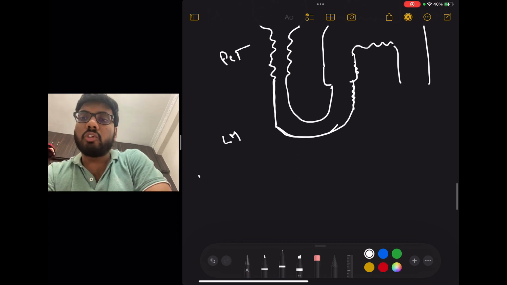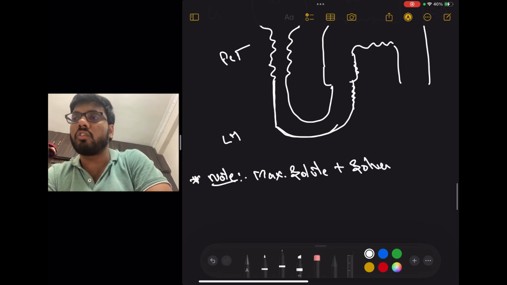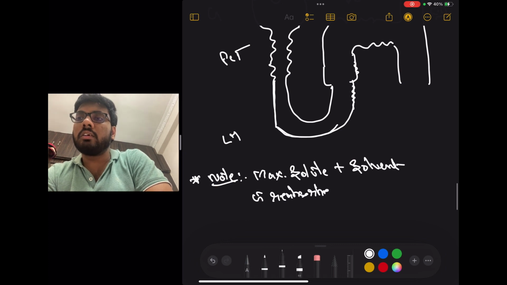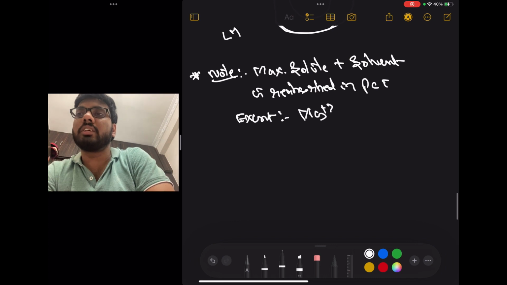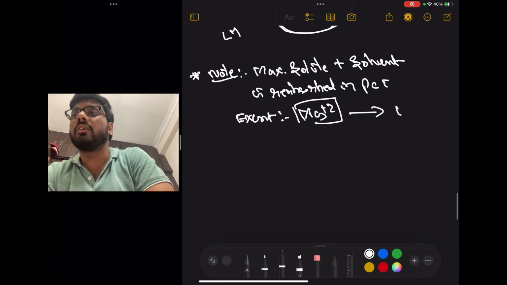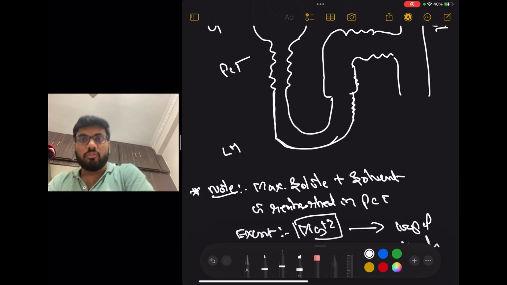Note, maximum solute and solvent is reabsorbed where? It is actually reabsorbed in the proximal convoluted tubule, except which solute is maximally reabsorbed in the loop of Henle? It is magnesium. Except magnesium, that is maximally reabsorbed in the loop of Henle. Which segment of loop of Henle? Thick segment of ascending limb of loop of Henle, it is maximally reabsorbed, right?